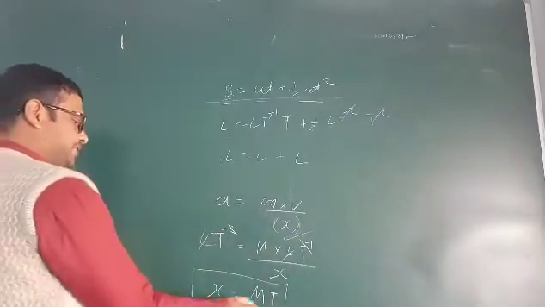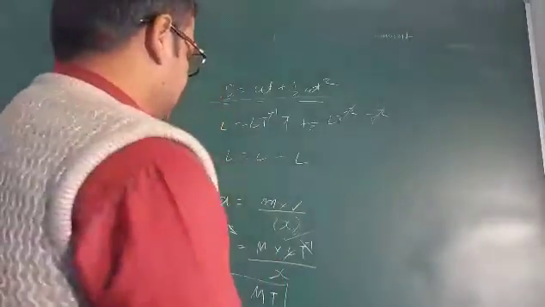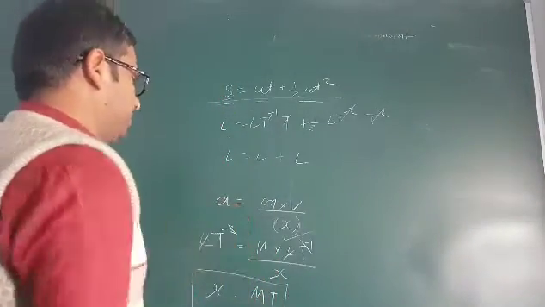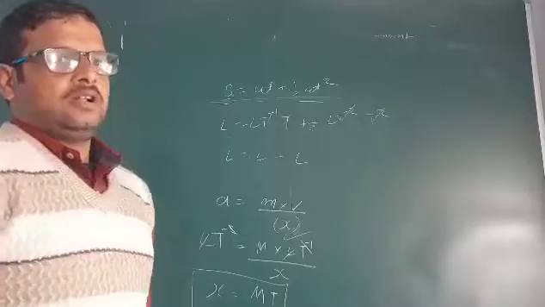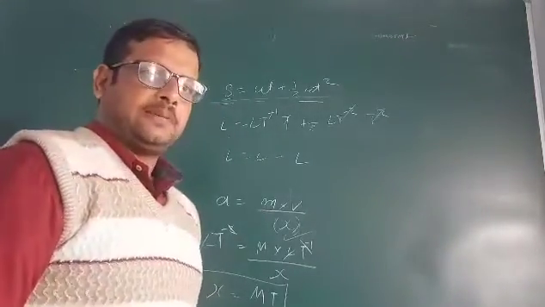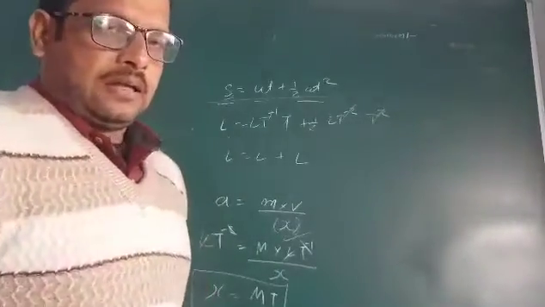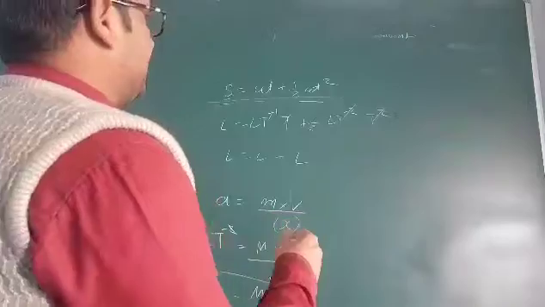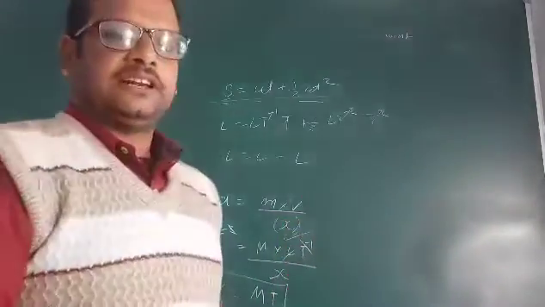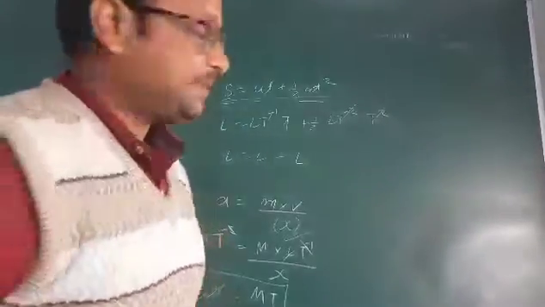The dimension of x is equal to M into T. Okay, this is the second and very important use of dimension. Now there are some limitations of dimension. Dimension does not explain the constant. One thing more: when the equation has more than 2 or 3 variables, in this case you cannot find out the value of the dimension.